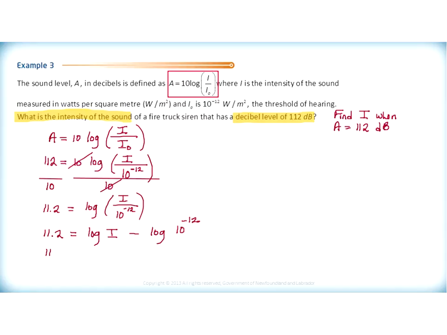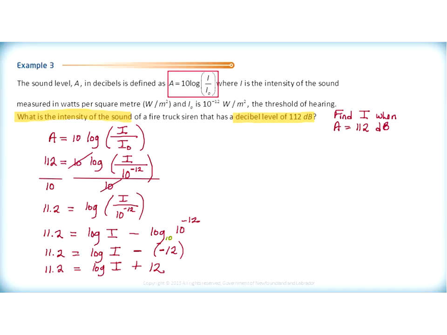Here we would have 11.2 is equal to the log of I minus the log of 10 raised to the power of negative 12, which is simply negative 12 because the base of your power is the same as the base of your logarithm. So solving that equation for I, I'll just write the full equation first of all. So 11.2 is equal to the log of I, that becomes a plus 12.